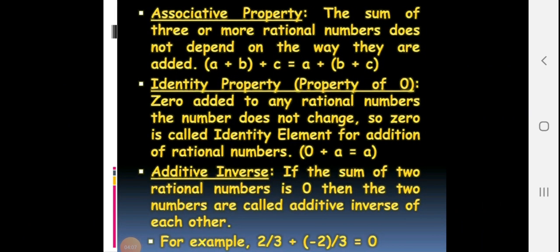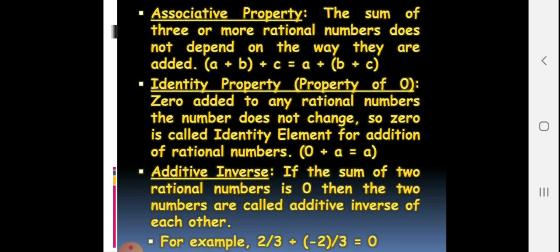Now, let's talk about the associative property. The sum of 3 or more rational numbers does not depend on the way they are added. Let's see an example. (a plus b) in the bracket plus c is equal to a plus (b plus c) in the bracket. So, the associative property holds for rational numbers.